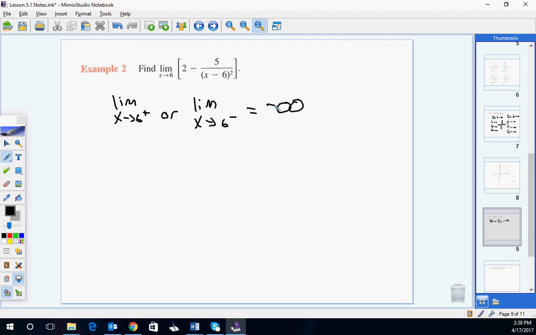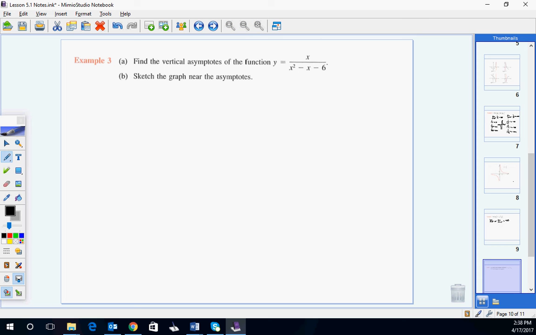Are we all right? That one's pretty straightforward. Do we get it again? Do you see the negative infinity? Everybody see it? Okay. So example 3, this is our last example.